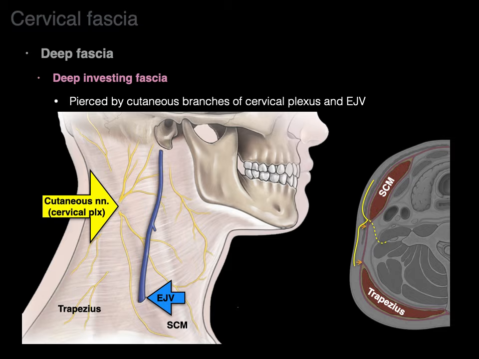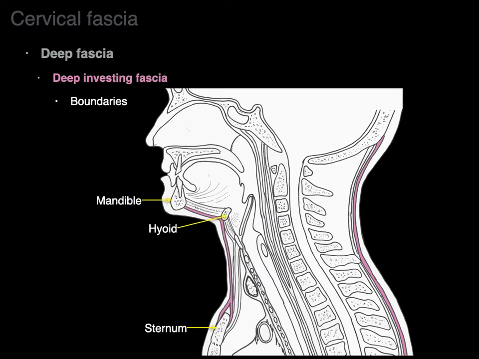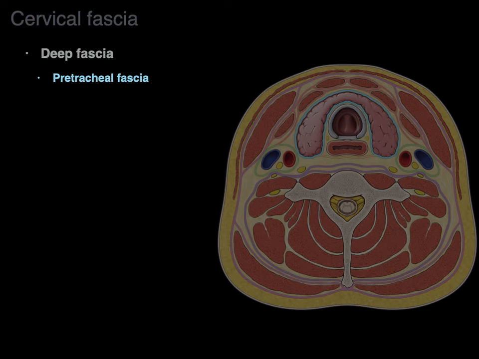The boundaries. Well, the boundaries of the deep investing fascia are the mandible and hyoid and sternum on the front, the clavicle and scapula on the side, and the occipital bone, nuchal ligament, and trapezius along the back. The next is the pretracheal fascia, which is that one there.